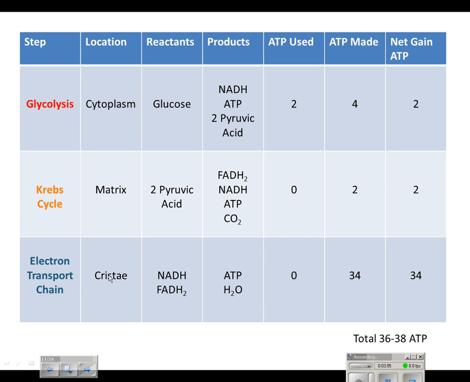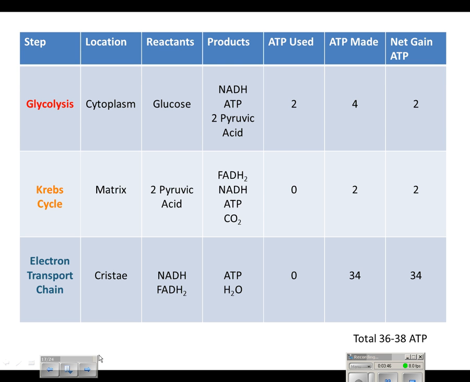So if we finish filling out our chart, you can see that the electron transport chain happens in the cristae, or those folded membranes, and we have the NADH and the FADH2 from glycolysis in the Krebs cycle to start with, and our products are ATP and water. We didn't use any ATP in this process, but we made 34 ATP, and our net gain is 34 ATP. So it gives us a total, after the electron transport chain is completed, somewhere between 36 and 38 ATP. It varies from time to time, and these are our general counts. So anywhere from 36 to 38 ATP total for cellular respiration aerobically.